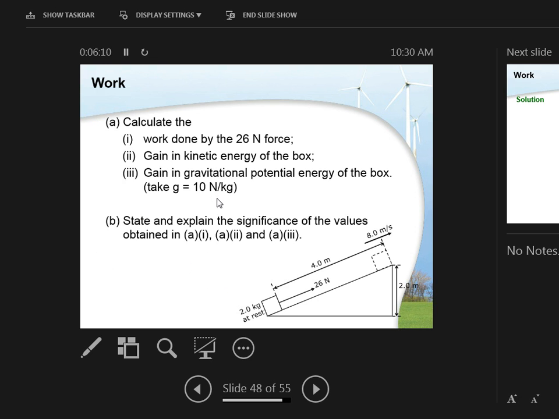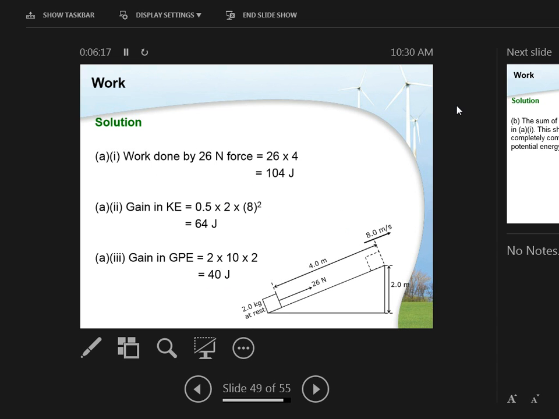State and explain the significance of the values obtained in part 1, part 2, part 3. Okay, so what do you think? Work done by the force is 104 joules. At the end of it, it gained kinetic energy of 64 joules. It gained gravitational potential energy of 40 joules. So, what do you notice about these numbers? Okay, they are different. What else? What else do you notice?